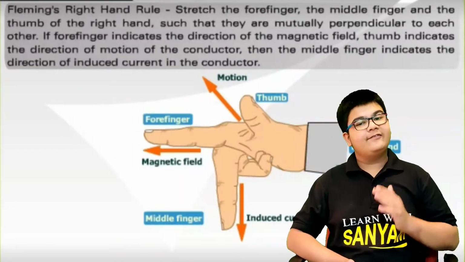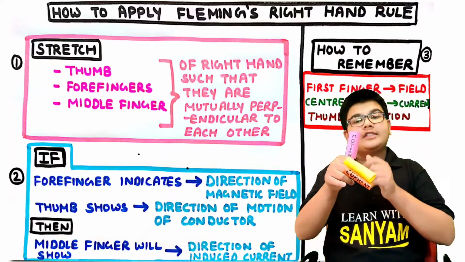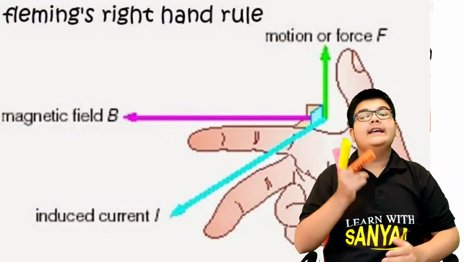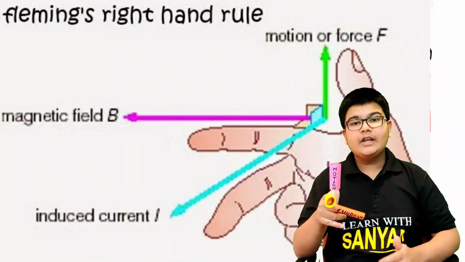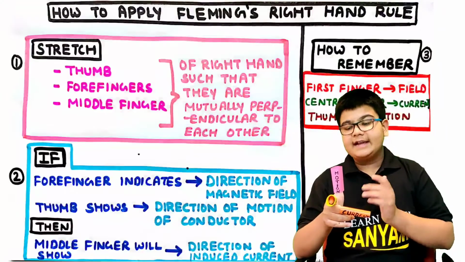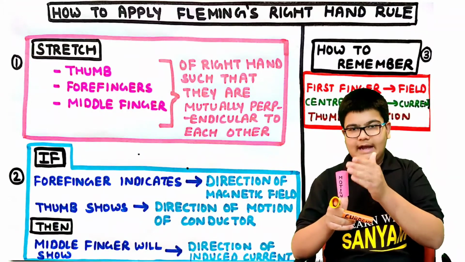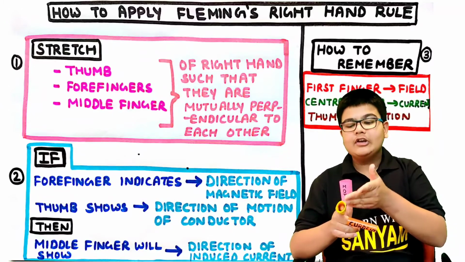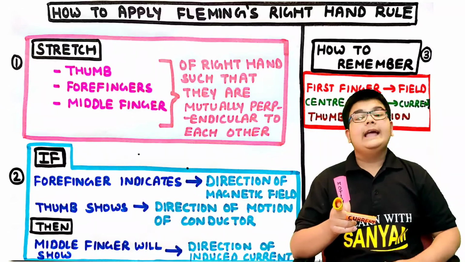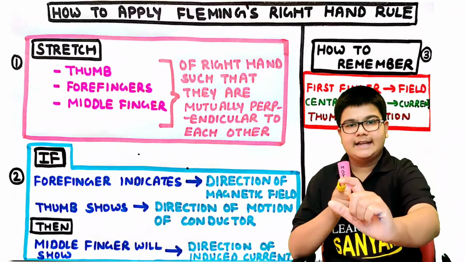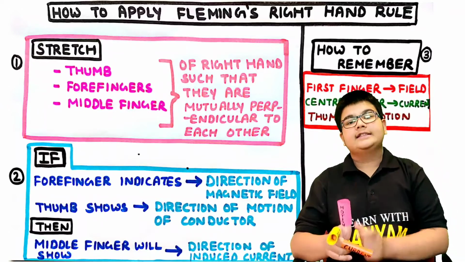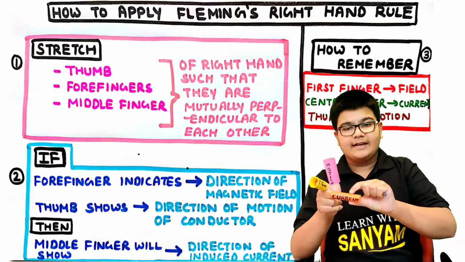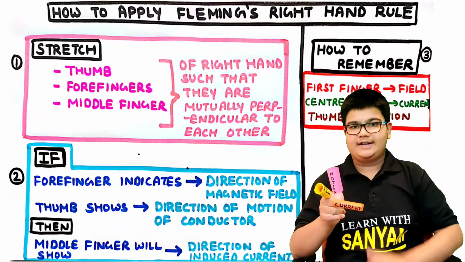So, to apply Fleming's right hand rule, stretch your thumb, forefinger and middle finger of your right hand such that they are mutually perpendicular to each other. So here I have taken my thumb, forefinger and middle finger such that they are mutually perpendicular to each other. Now, if the forefinger indicates the direction of magnetic field and the thumb shows the direction of motion of the conductor, then the middle finger will show the direction of induced current.